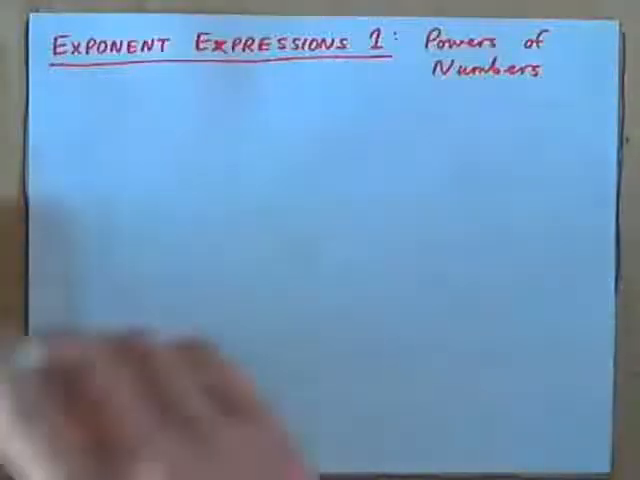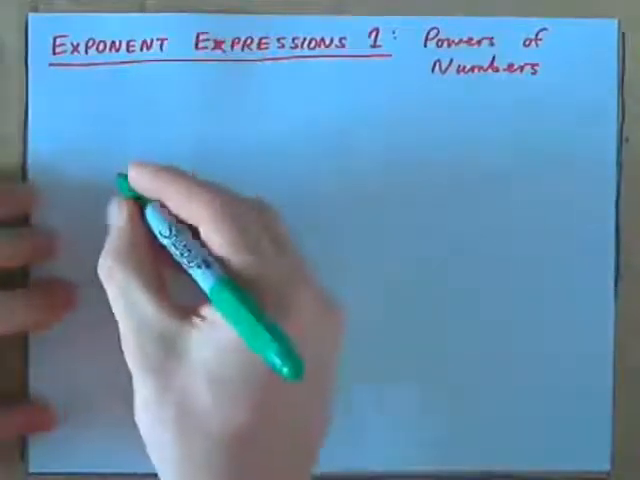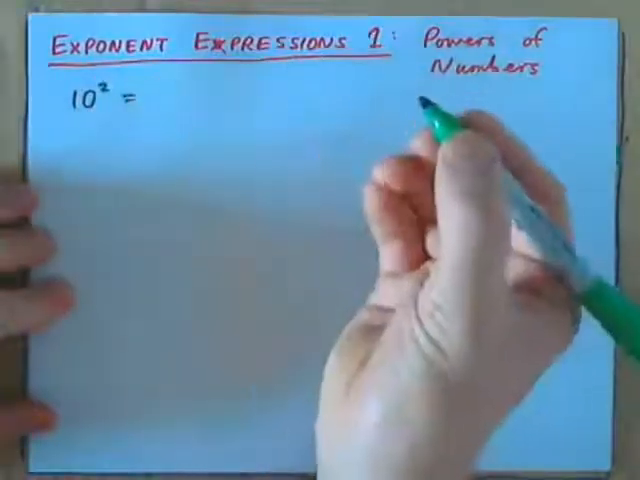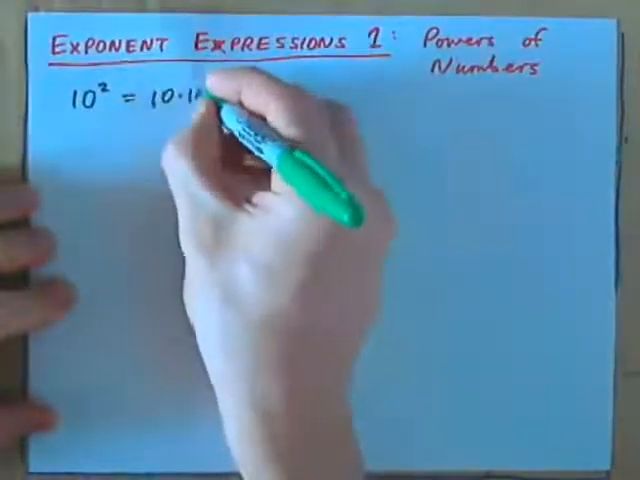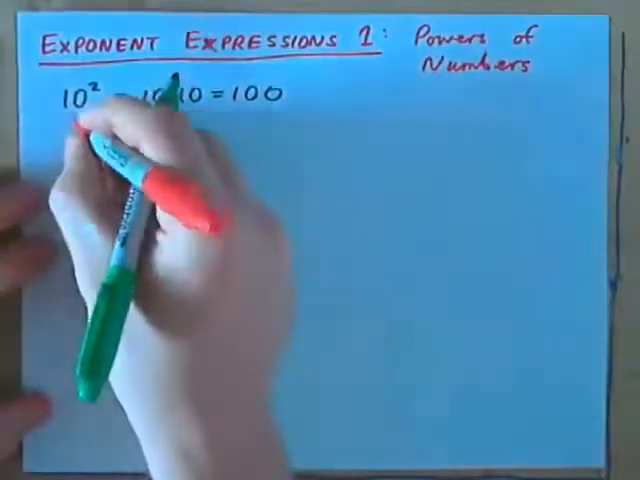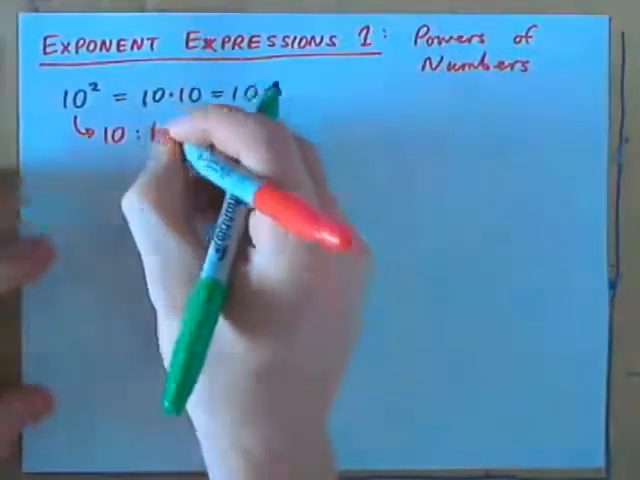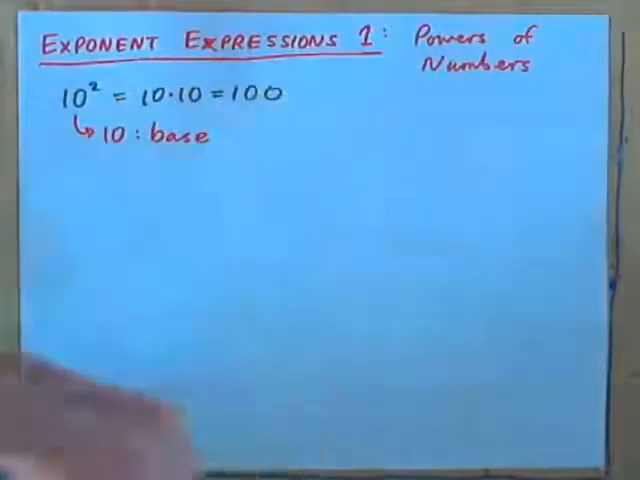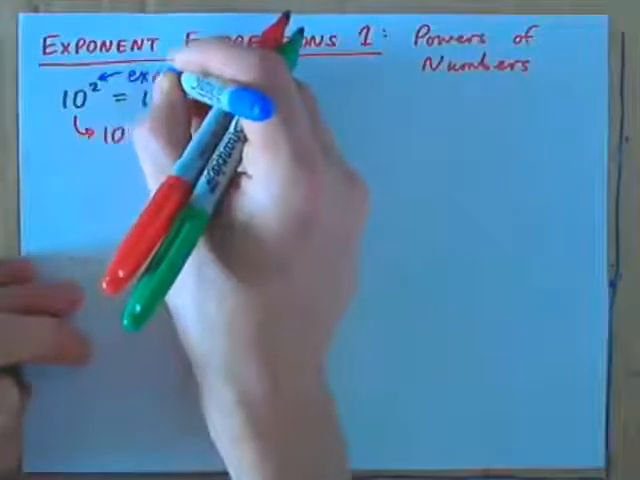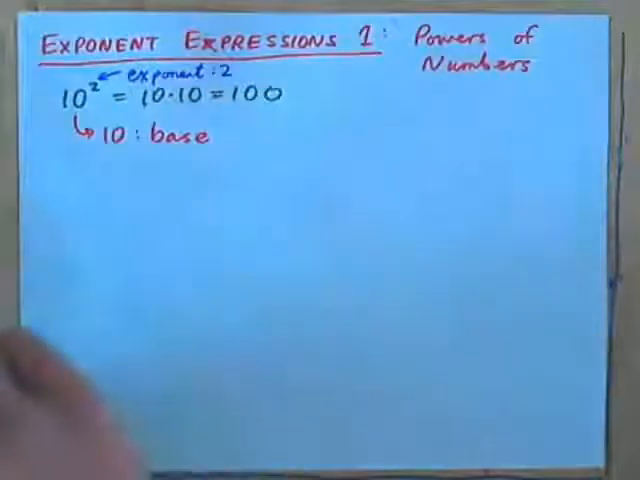Let's have a look at exponents, and I'm sure you're familiar with them. Let's just do something like this. First of all, 10 squared is equal to 10 times 10, which is 100. Now, in this exponent expression, the number 10 here is called the base. It's the number that has been put to the power of 2. And this power of 2 here is called the exponent. So the exponent is 2, right?